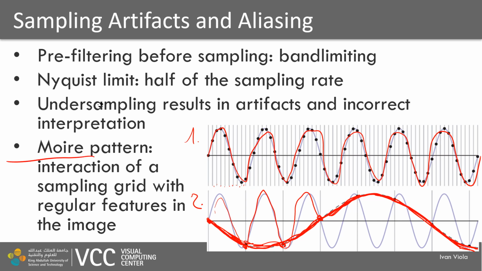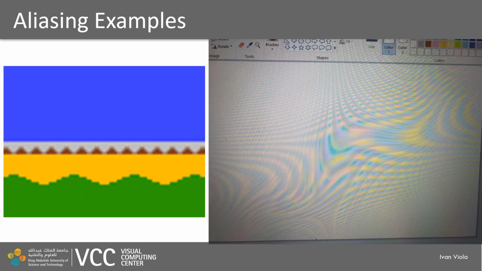We will call them moire patterns, for example, or other edges and so on, which will be corrupting our resulting image quality due to wrong sampling and reconstruction designs. There are some examples about aliasing effects.